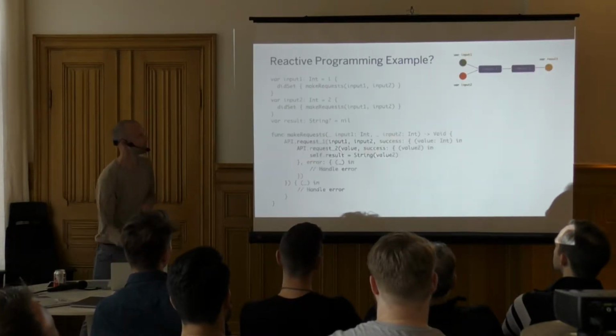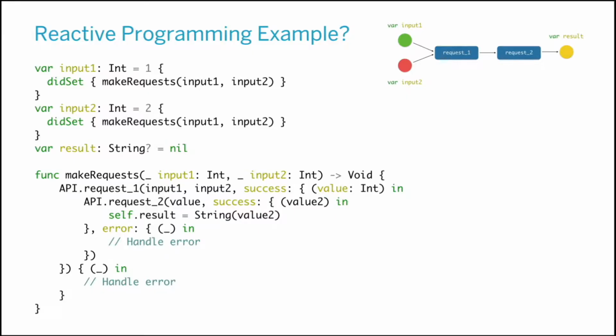A simple block-based solution might look like this. We have our two inputs. Whenever one of them is set, we're going to make a request with those two variables. We have a result property. So makeRequest takes two inputs and makes request 1. In the success block, it makes request 2. And then finally, it sets the result on self as a string. And then there's some error handling there.